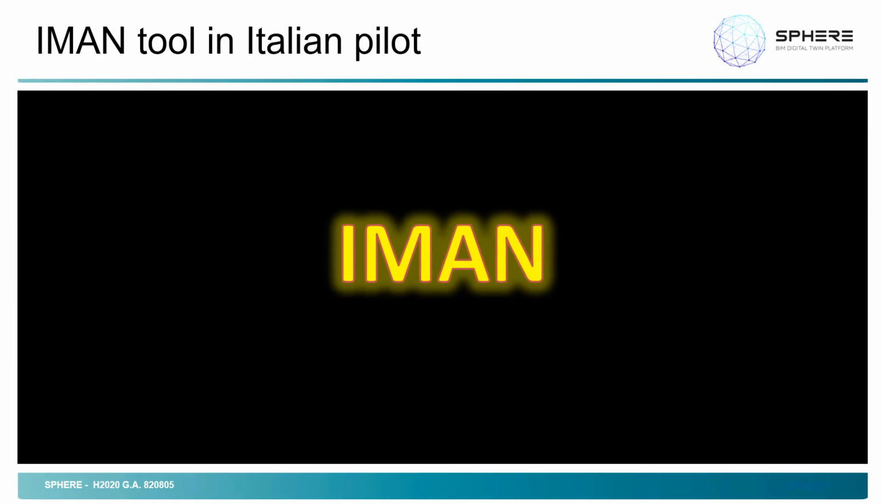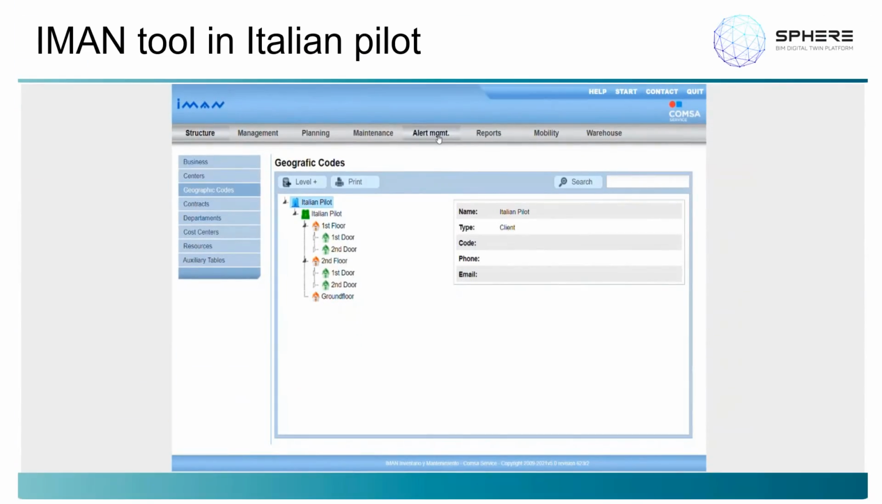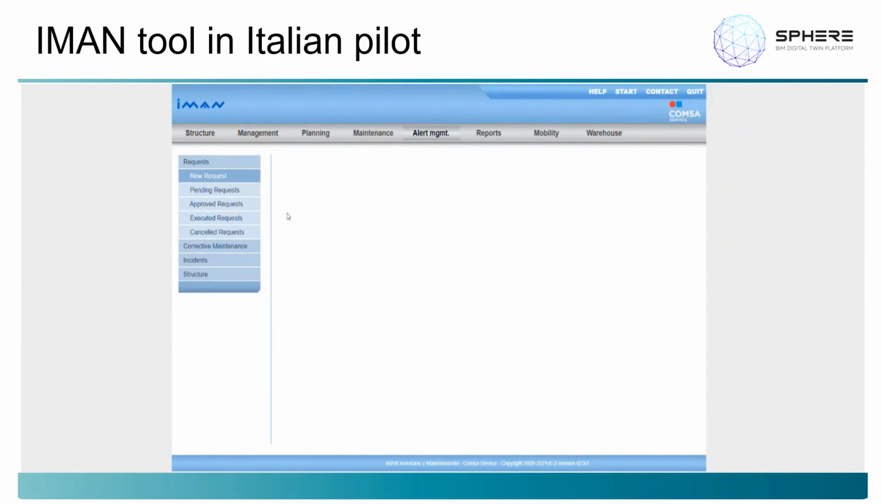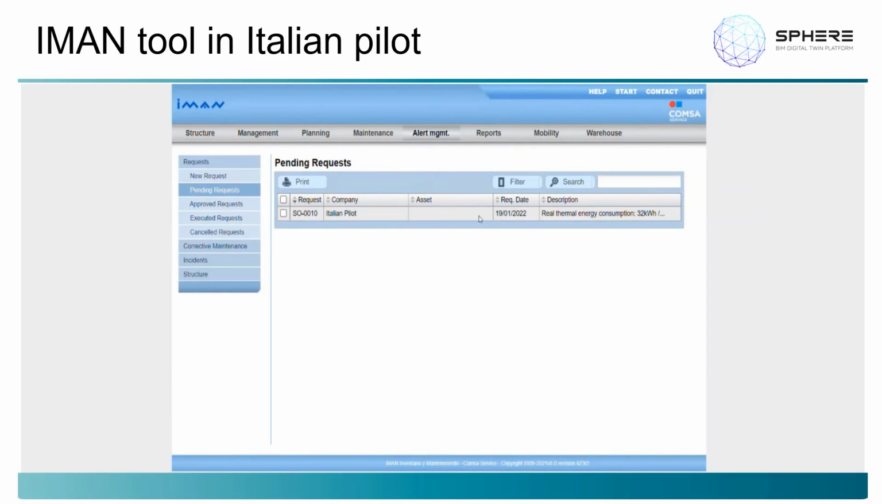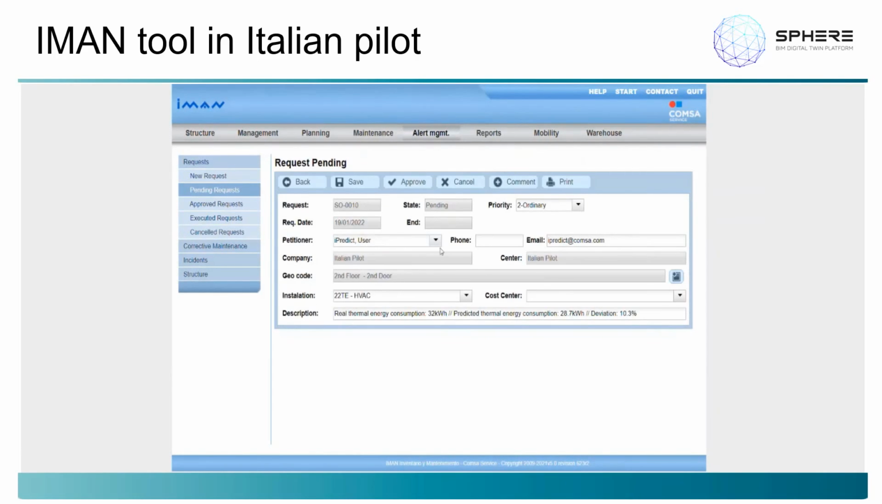IMAN. The data calculated by the ML model is then converted to an alert in the predictive maintenance tool, IMAN. The maintenance manager can decide if this alarm could be caused by an abnormal performance of the facility.